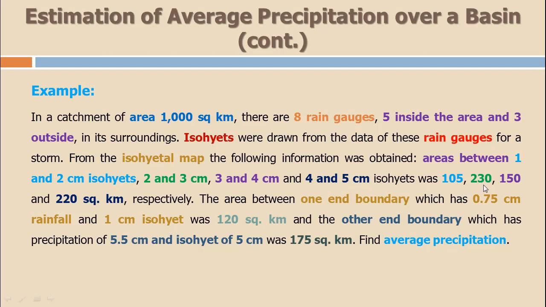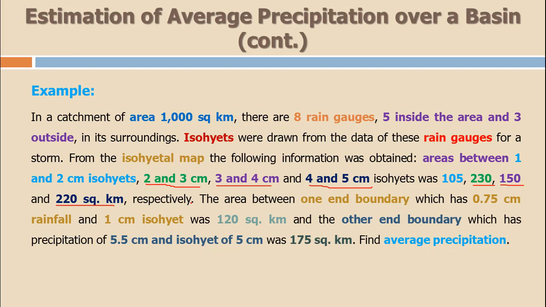105, 230, 150 and 220 square kilometer respectively, such that the area between isohyete 1 centimeter and 2 centimeter isohyete is how much? Is 105. Similarly, 2 and 3 centimeter area is 230 square kilometer. 3 and 4 centimeter area is 150, and 4 and 5 centimeter isohyete, the area is how much?